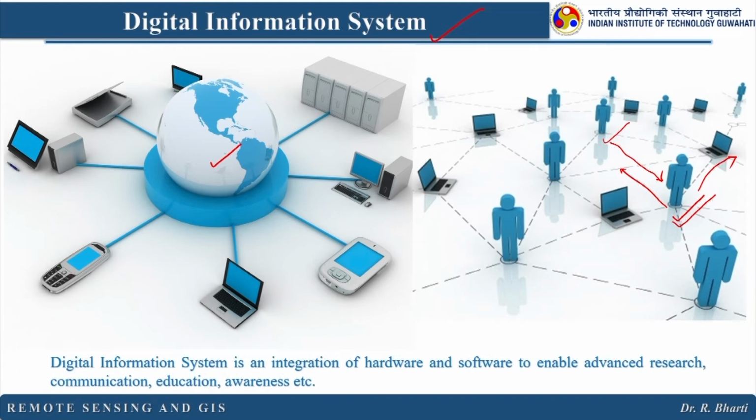So slowly we are evolving ourselves and we don't want to repeat the same exercise again and again. So we want to make all our data sets available on the internet or maybe on our server. So digital information system is an integration of hardware and software to enable advanced research, communication, education, awareness, etc. Now you have understood the difference between data and information, then information system, then digital information system.